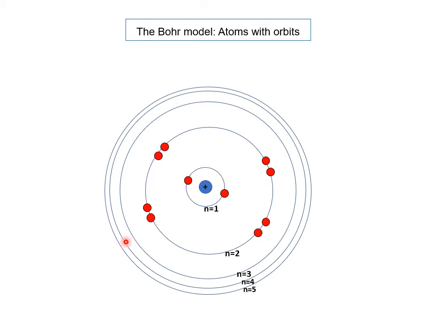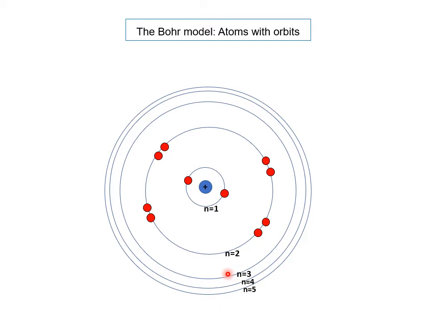So in this Bohr model, what we see is that the first orbit holds 2 electrons. The second orbit holds 8 electrons. And notice the orbit that is closest to the nucleus is labeled as n equals 1, then n equals 2, n equals 3, and as we get farther and farther from the nucleus, the n value increases.